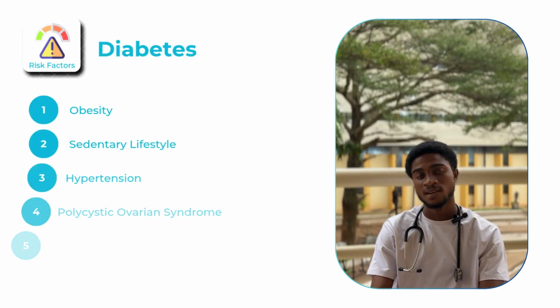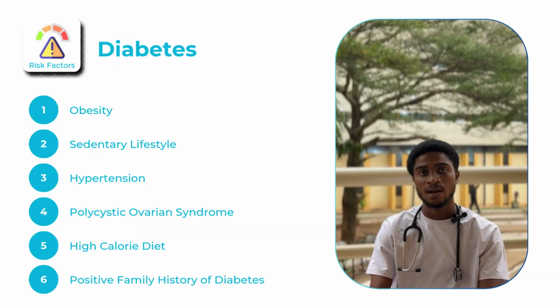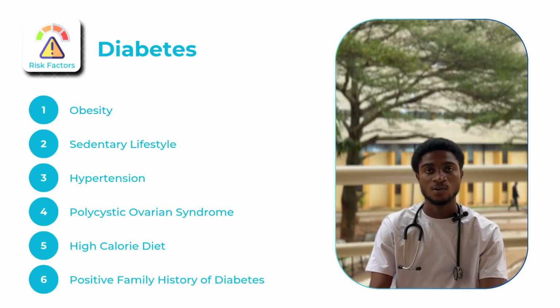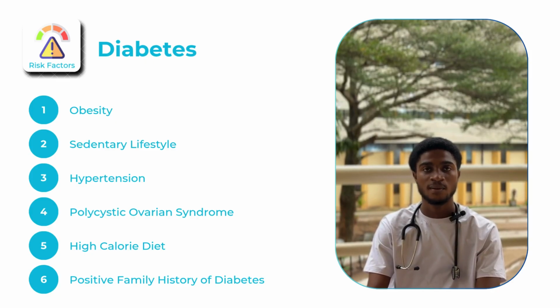So, for the risk factors of diabetes, we have obesity, sedentary lifestyle, hypertension, polycystic ovarian syndrome, consuming high-calorie diets, and then a positive family history of diabetes mellitus.